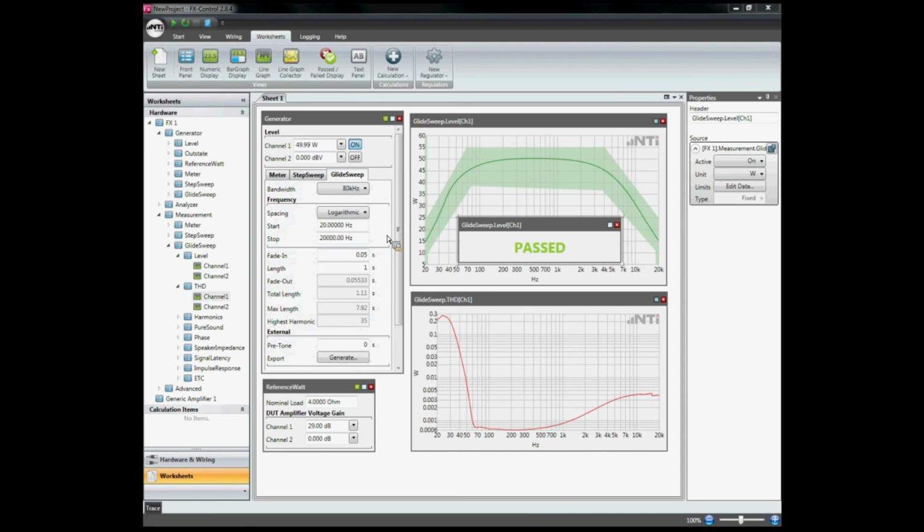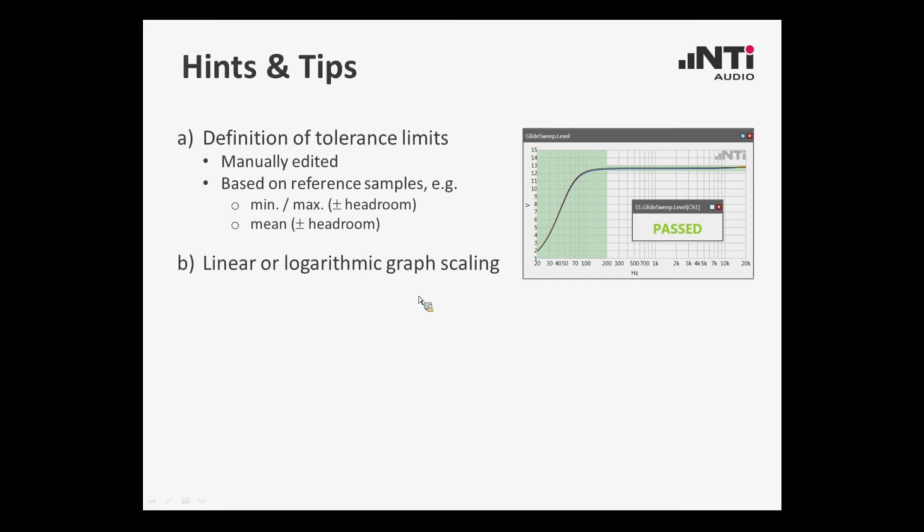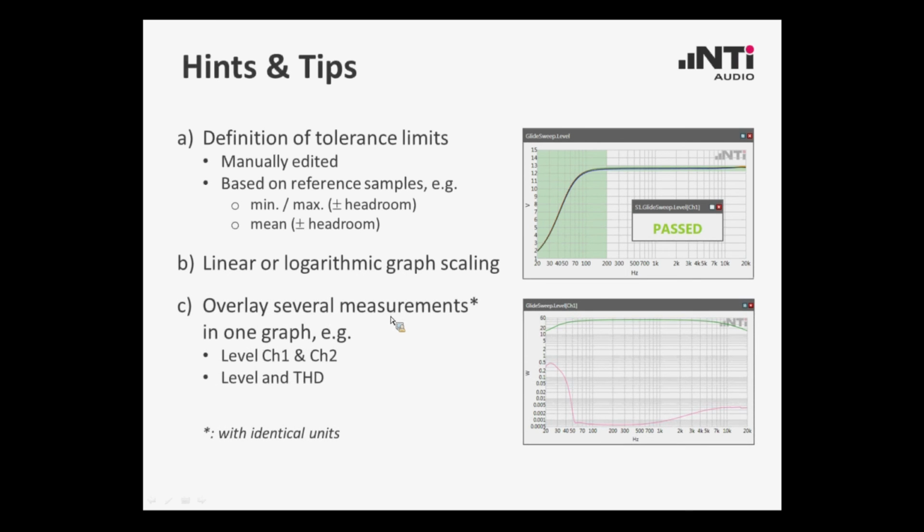Another hint, I showed you that as well. You may amend the scaling of our result graphs between linear and logarithmic so that you can always choose the one that fits best to your application, that gives you the most valuable information on a first view. And third hint, you can also overlay several measurements in one graph. For instance, you could measure level channel 1 and channel 2 and display them in the same graph panel, or you can also combine a level and a THD measurement in one graph.